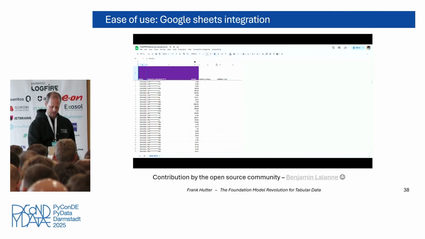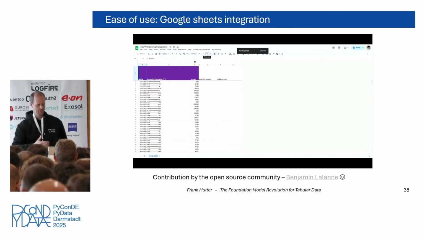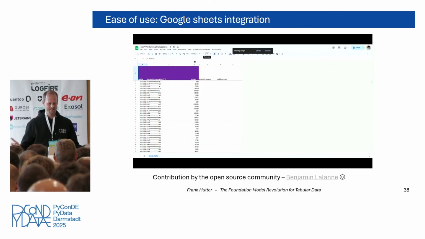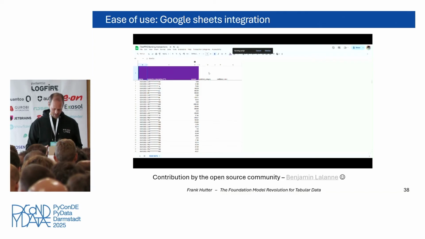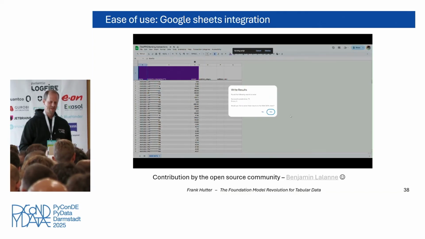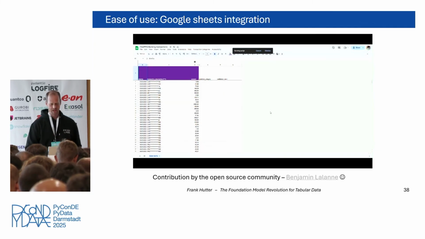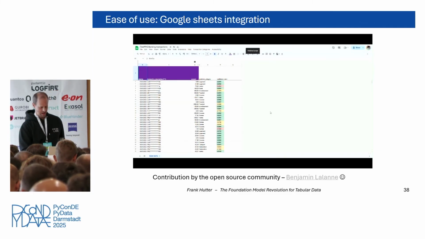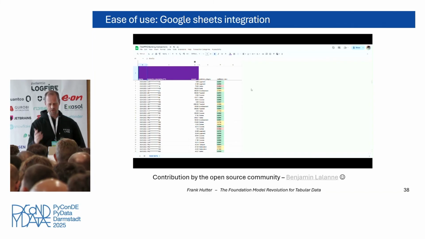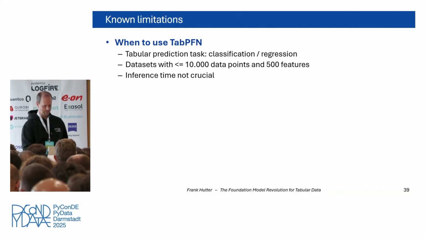And it's open source, so the open source community is contributing. Actually, there's this really nice plugin built by Benjamin Lelan that puts TabPFN through the API into Google Sheets, and you just get predictions directly by calling the API. Of course, we'll make this faster, but super nice to already see this.